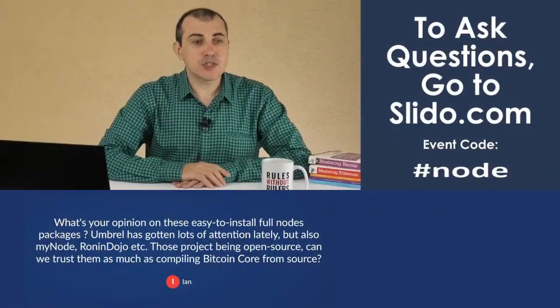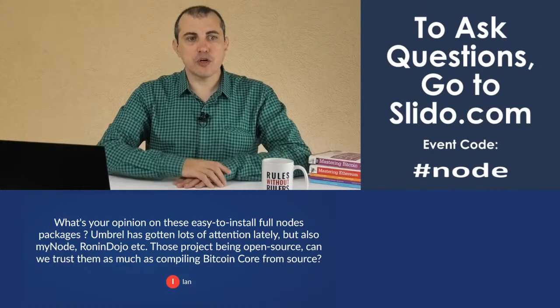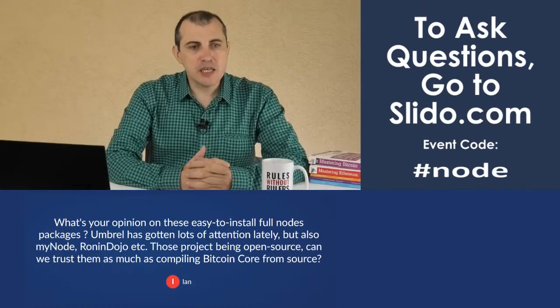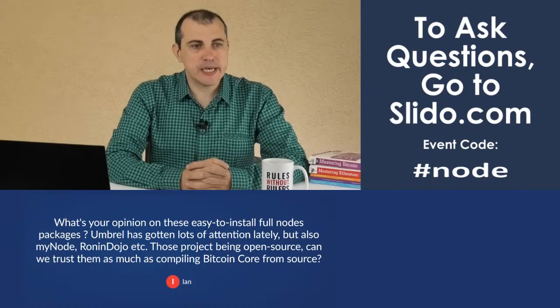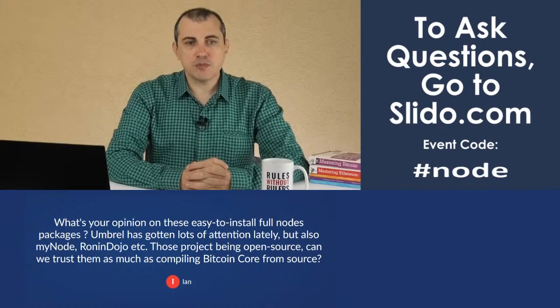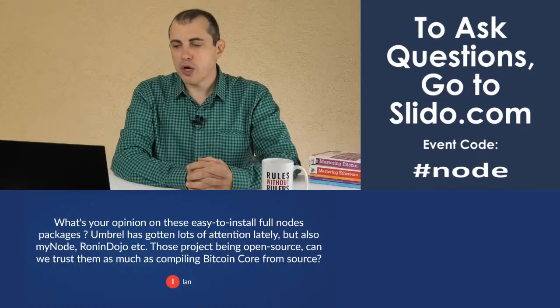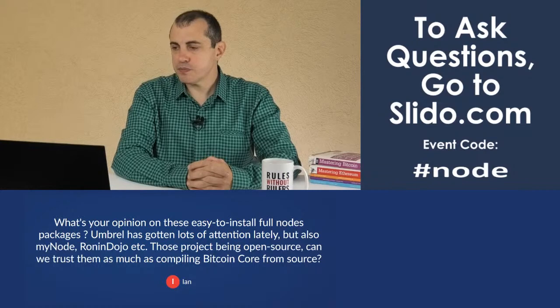So Ian asks, what's your opinion on these easy to install full node packages? Umbrel has got a lot of attention lately, but also myNode, RoninDojo. These projects being open source, can we trust them as much as compiling Bitcoin Core from source?